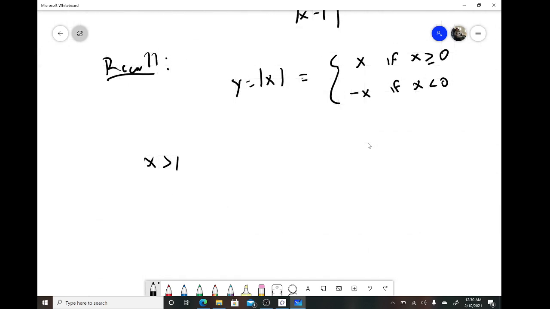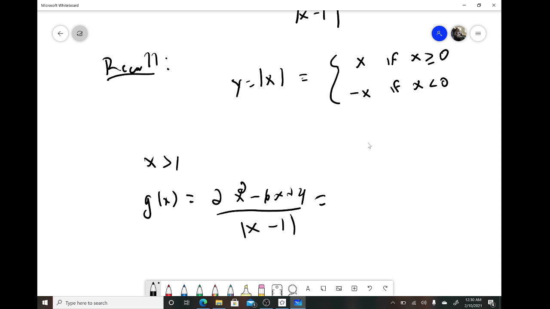So for when x is bigger than 1, we have the following. We have that g of x equals 2x squared minus 6x plus 4 over the absolute value of x minus 1. But based on this rule, because x is positive, it's bigger than or equal to 1, the absolute value of x is simply x, meaning it's simply going to be the thing on the inside. So this is going to be equal to 2x squared minus 6x plus 4 divided by simply x minus 1.